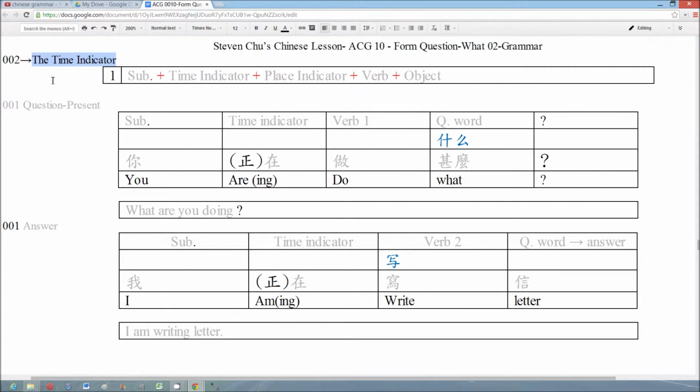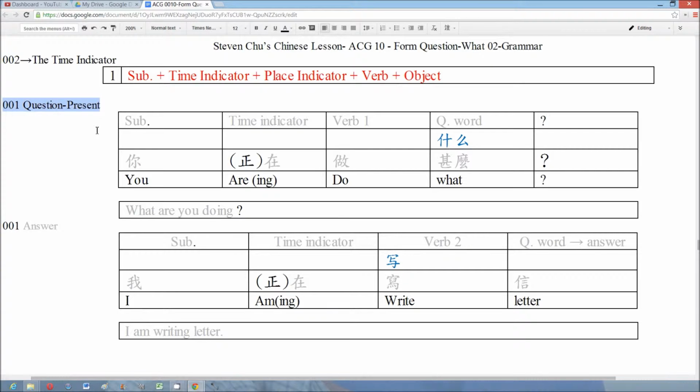We have learned about the time indicator, but I would like to remind you how to use it. Actually, the time indicator or the place indicator is combined with the basic sentence. For example, subject and then the time indicator, place indicator, verb, and then the object. So you can see that the time indicator or the place indicator is placed after the subject.